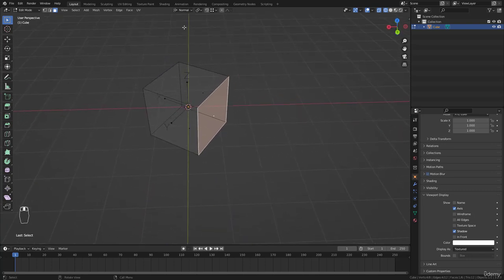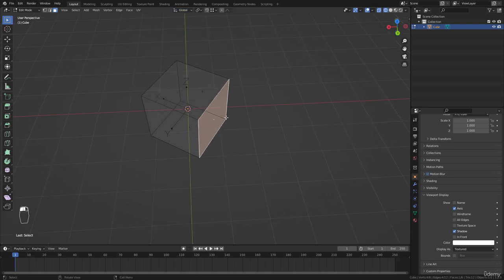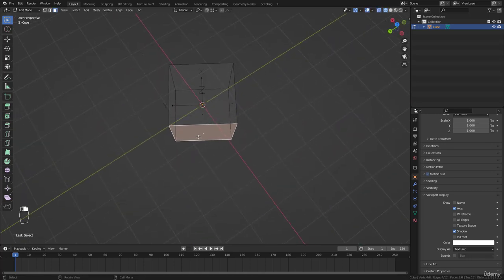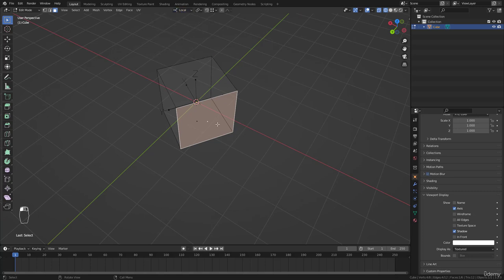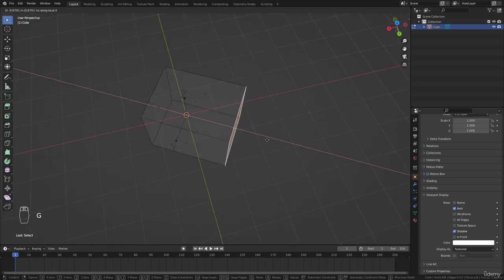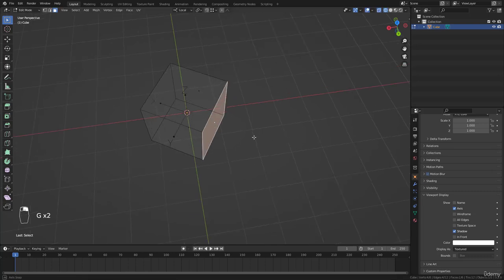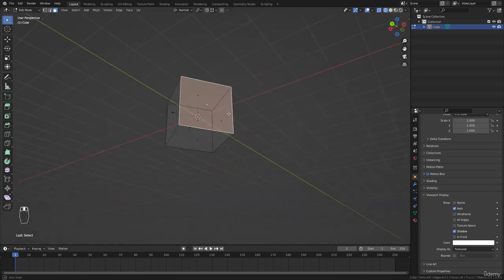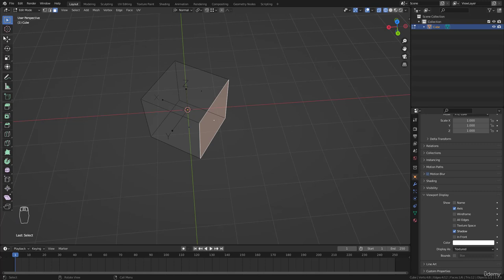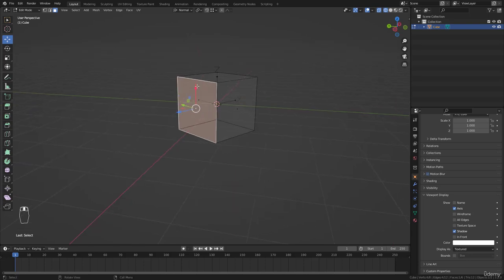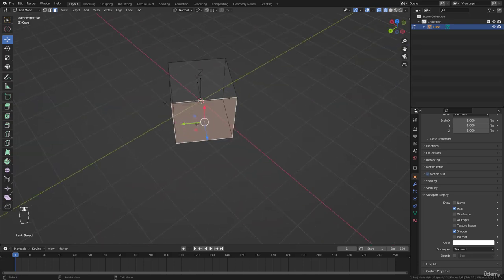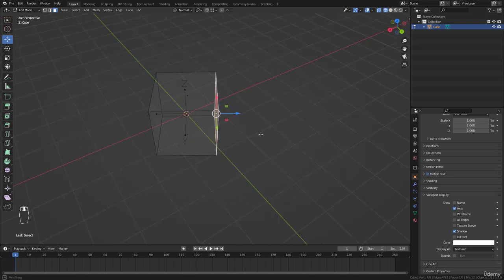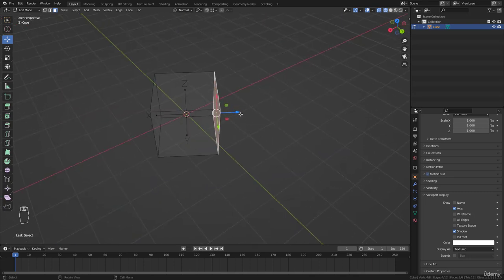For example, now when we're in global, we can move it, gy, and it moves along the y-axis, gx, and it moves along the x-axis. Or in local, gx, local x, gy, local y. But when it's in normal, if you want to visualize it, you can turn on this and you can see now the top is the x-axis, this direction is the y-axis, and the normal direction is the z-axis.